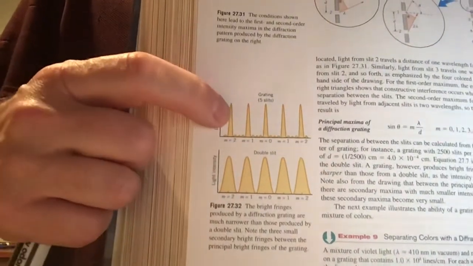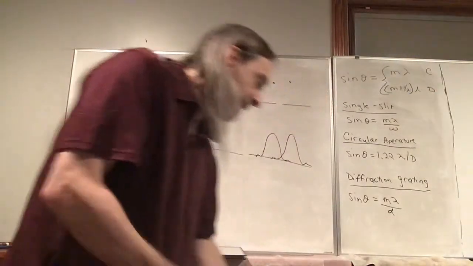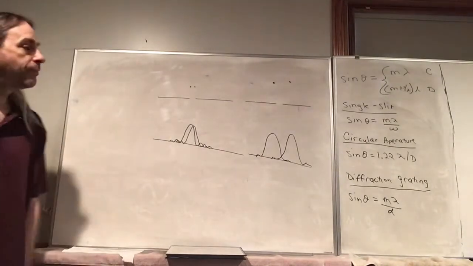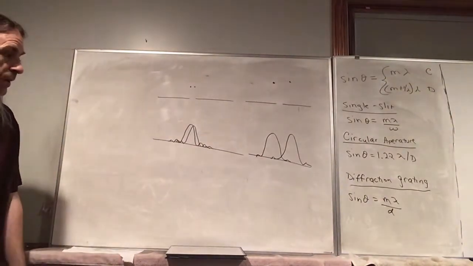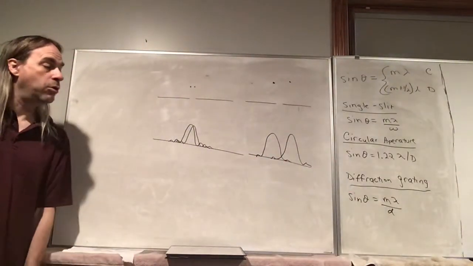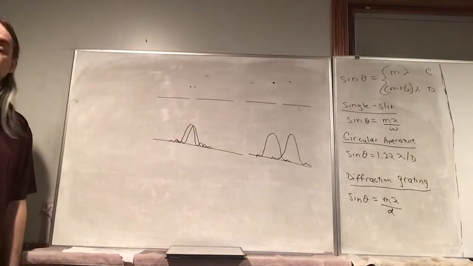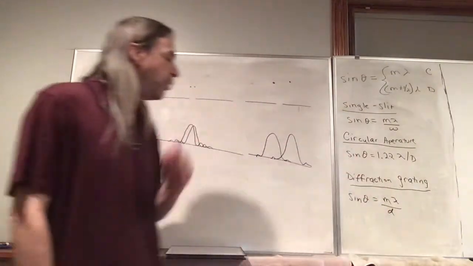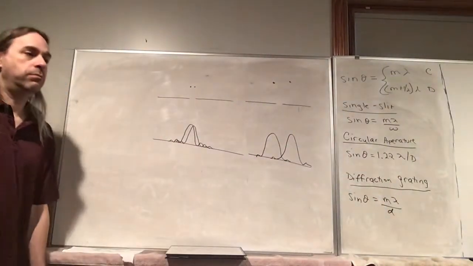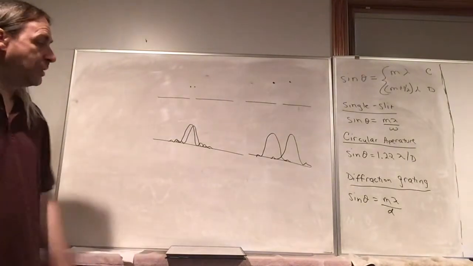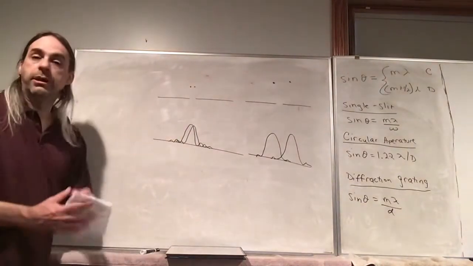These are called the principal maxima. But you can get these other smaller order effects, which we're not going to concern ourselves with. Okay, so that's a diffraction grating. This gives you the angle to the principal bright fringes, and d in this case is the spacing between the slits. So you could have a 1 centimeter object that might have 100 or even 1,000 spacings in between the slits.